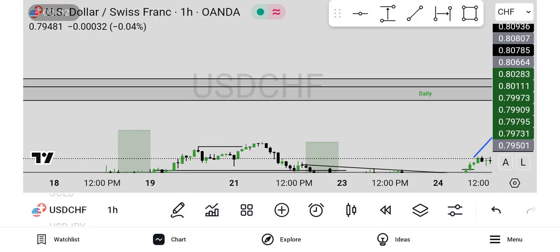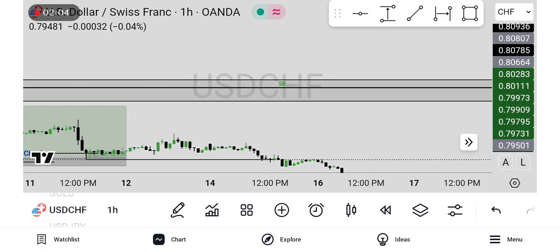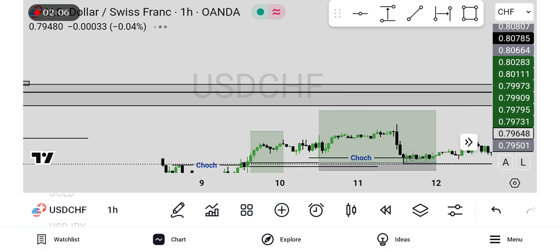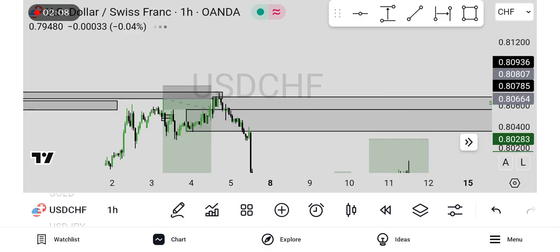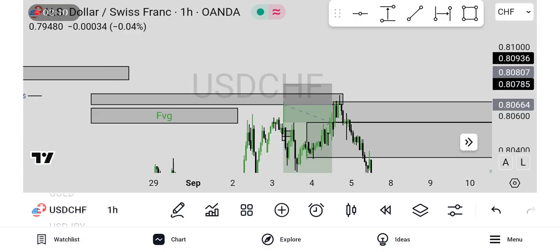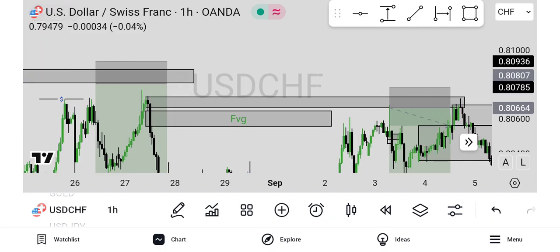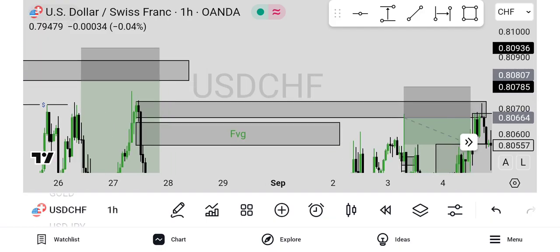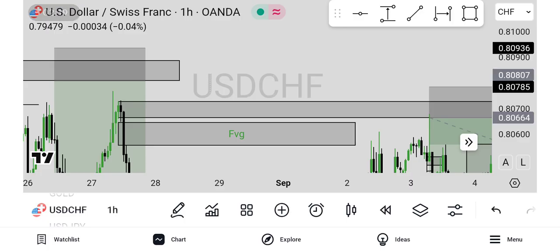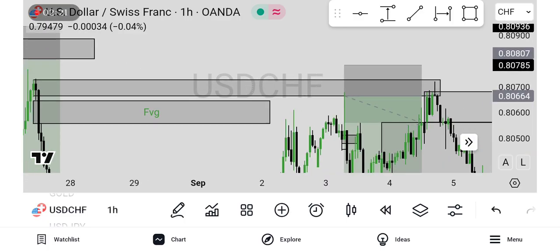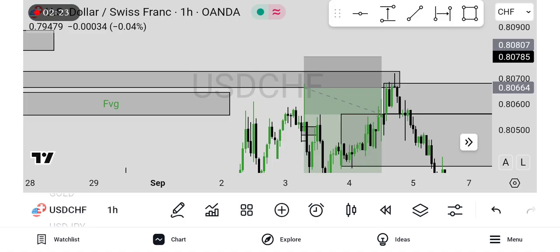Then these other ones that are here, for example this one now, you can see I took it from the 1 hour. I drew this supply block from the 1 hour time frame, and you can see how price tapped into it.